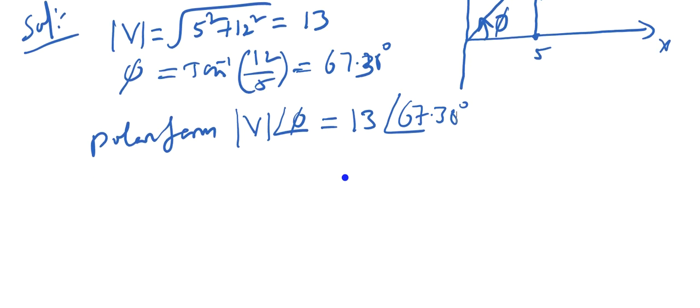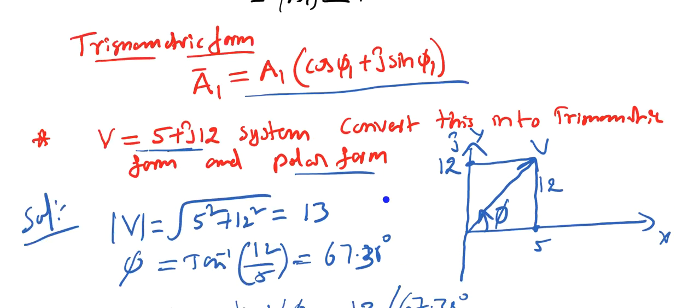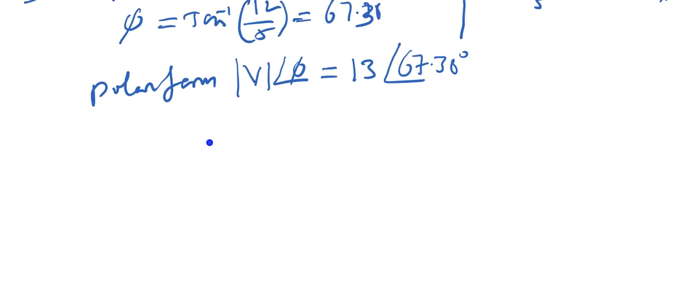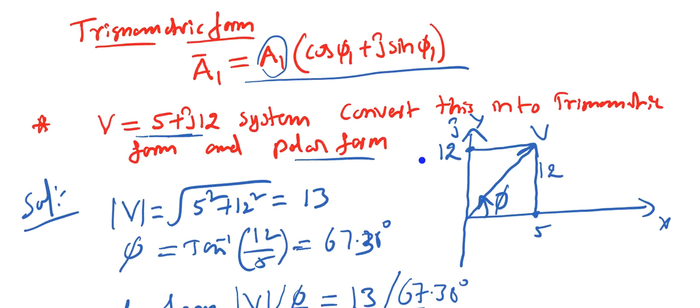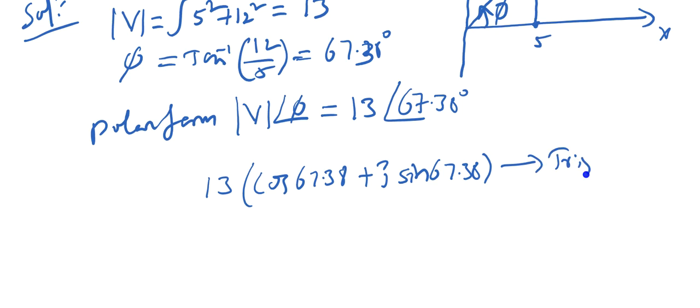Similarly, if you want to convert into trigonometric form, the trigonometric form could be like this, where A1 is the magnitude, that is 13. I can write this as 13 into cos phi 1, which is 67.38, plus j sin phi 1, again 67.38. This is called the trigonometric form. So this is how you can convert your polar form into different forms.